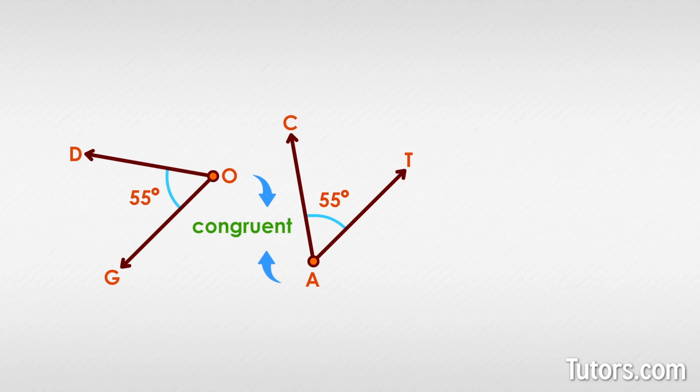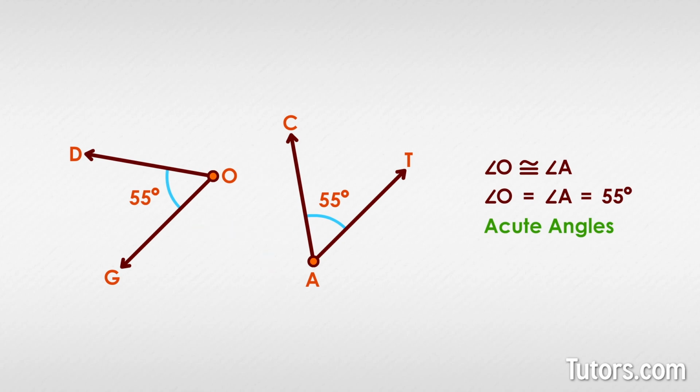We could also say that mathematically, angle O is congruent to angle A, and angle O equals angle A, which equals 55 degrees. Since both angles measure less than 90 degrees, they are also acute angles. The shorthand description identifies each angle's vertex, or point where rays meet.